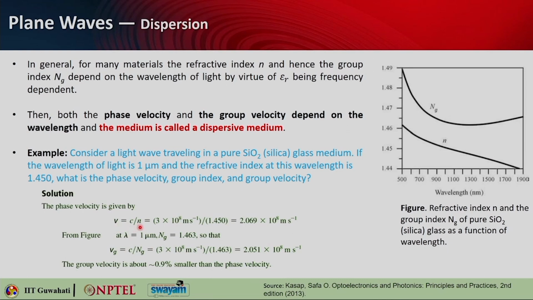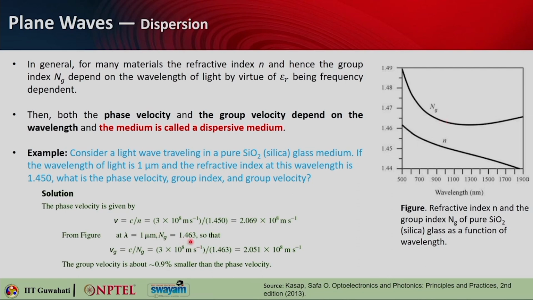That's very simple. V equals C by N, C you already know, N at 1 micron is already given, 1.450. You put it in, you get this value. So that is the phase velocity. Now what is the group index? At lambda equal to 1, this is the point, and here you can see your Ng is 1.463.